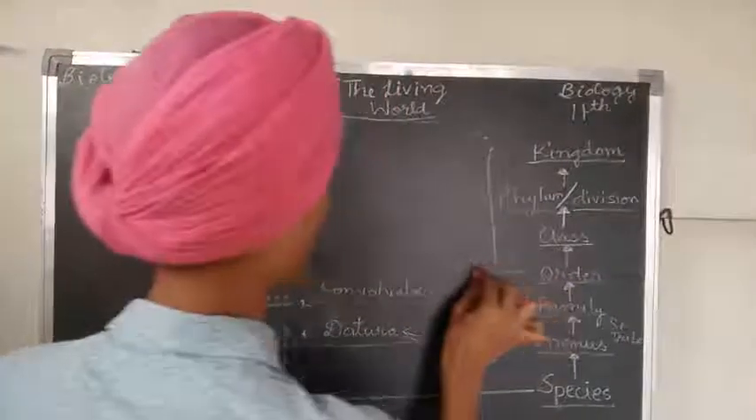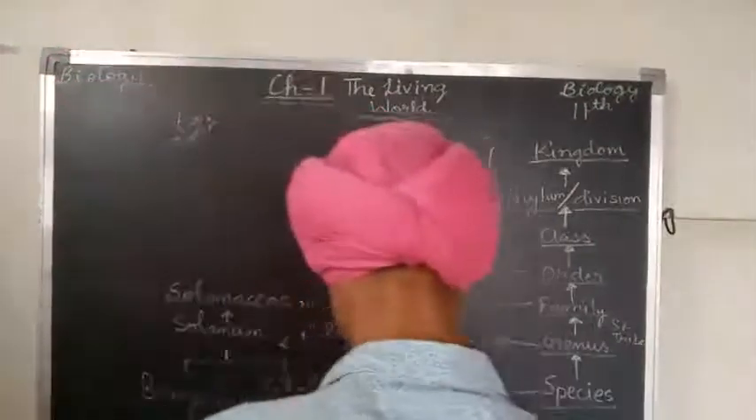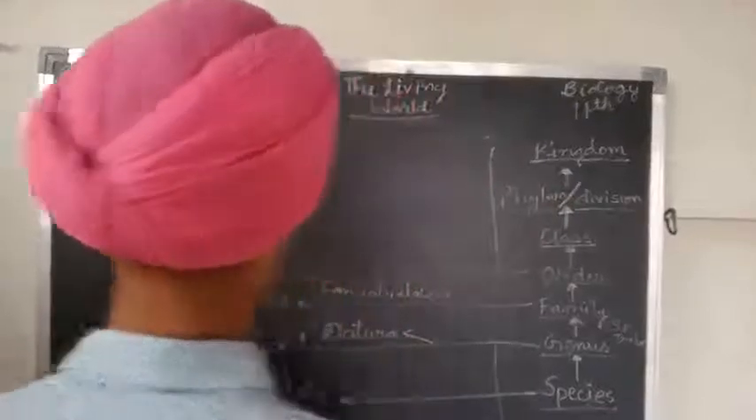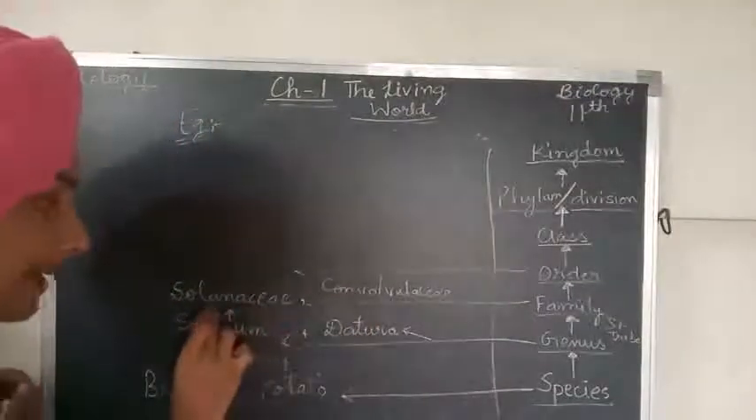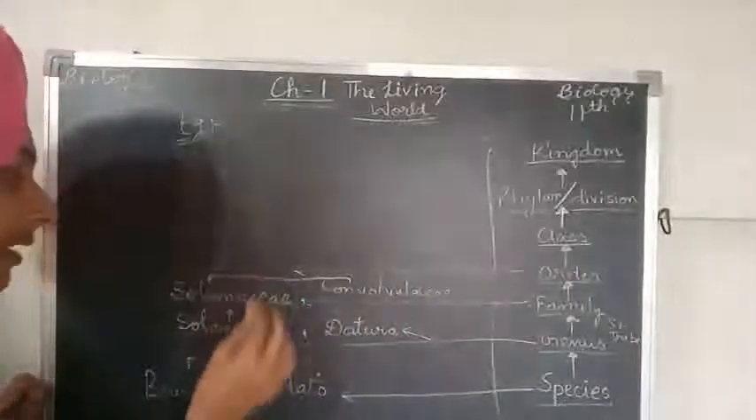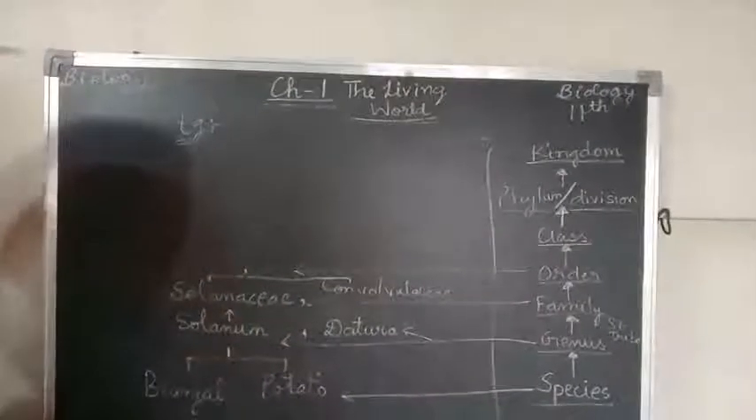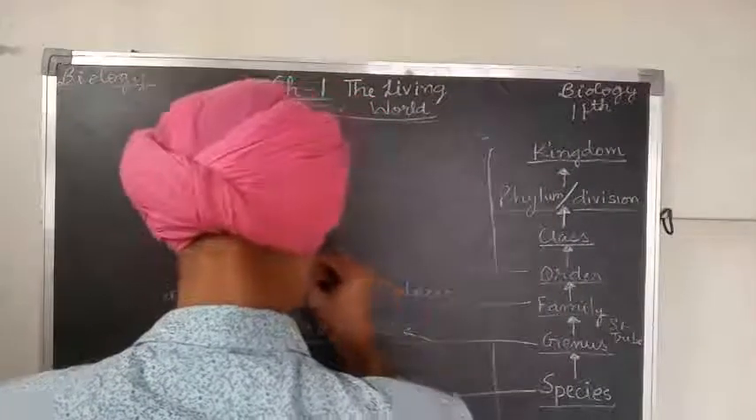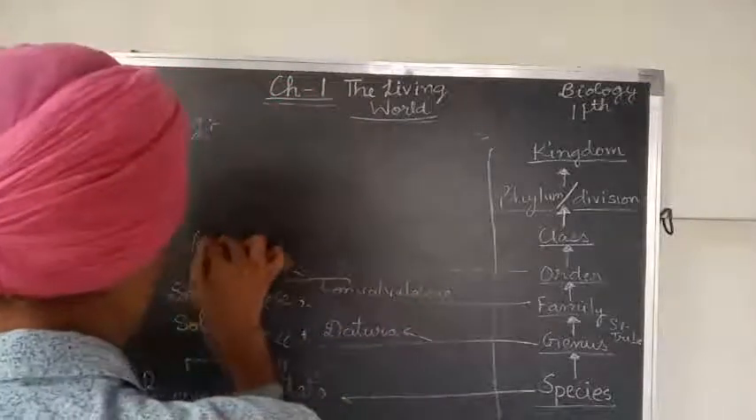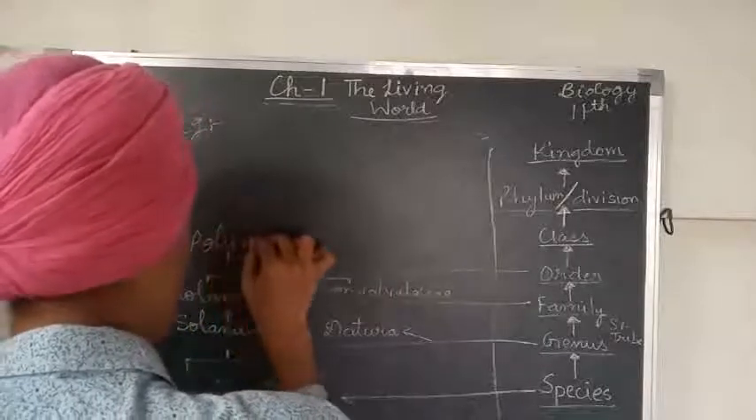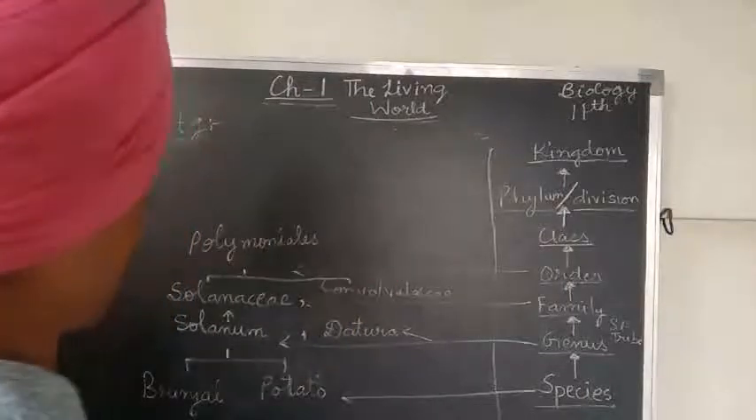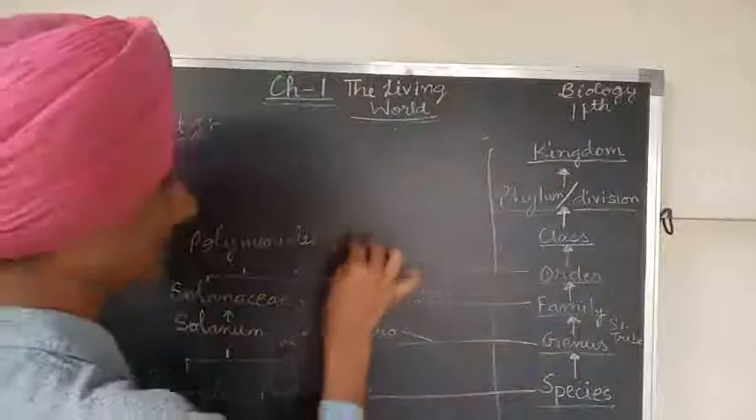Let us take an example of order. These two, Solanaceae and Convolvulaceae, come under the order Polymoniales. Another example of order is Sapindales.